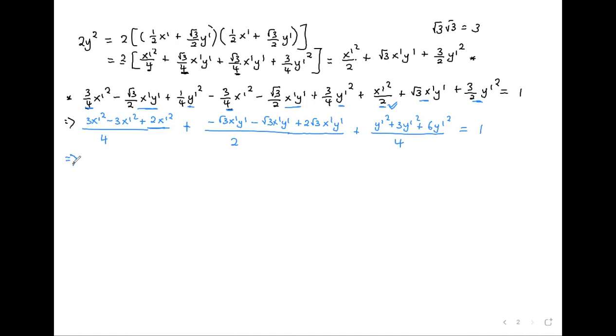Here we have 3x prime squared minus 3x prime squared, and that is 0. So we remain with 2x prime squared over 4. Then here the whole product, x prime y prime, is 0. The middle part will be 0, so we forget about it. Then for y, we get 10. So we have 10y prime squared over 4 is equal to 1.